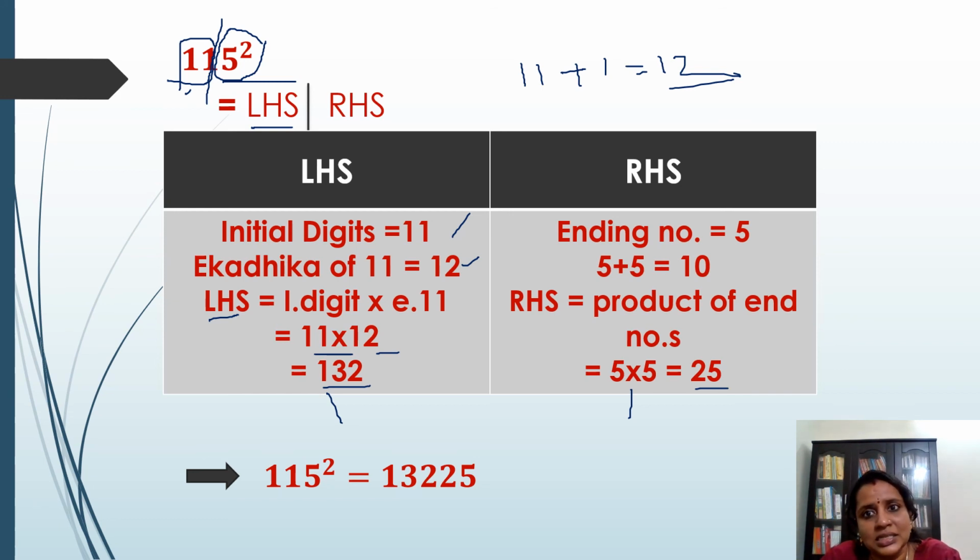To solve using this methodology, you have to frame your questions like this. I'll give you some examples: 11 into 19, 22 into 28, 34 into 36, 43 into 47, the same way. 55 square, 65 square, 205 square. How can we solve 205 square? The same. RHS is 5 square, so it's 25.